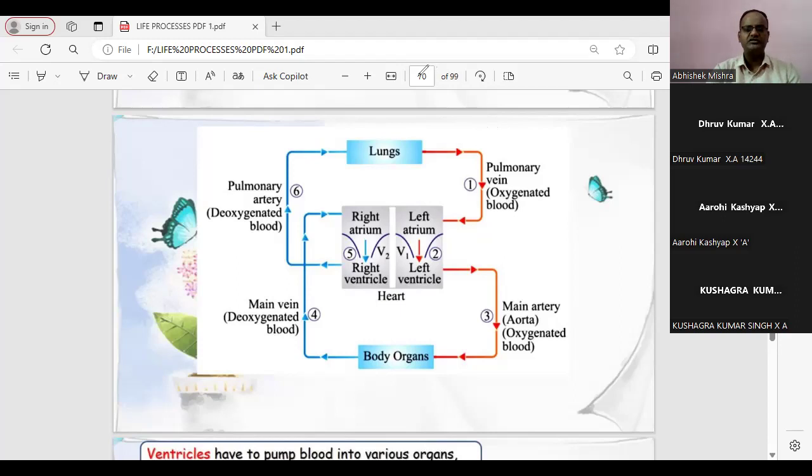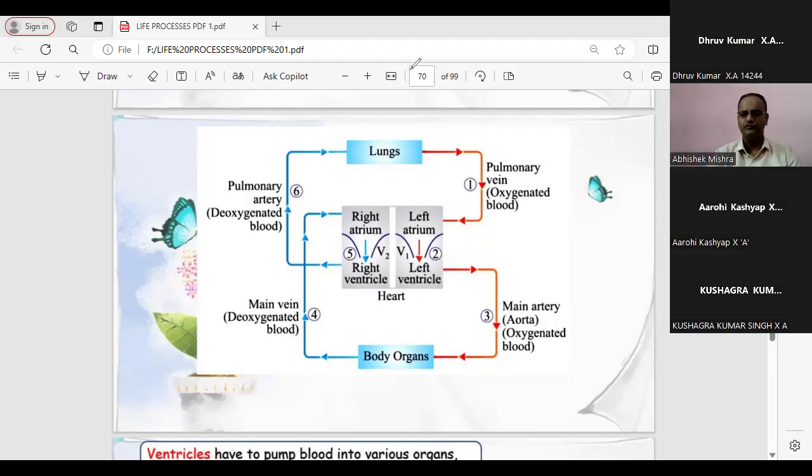Okay. Now, students, can you tell me why the ventricles have thick walls? Anyone? Why do the ventricles have thick walls in comparison to the atrium?